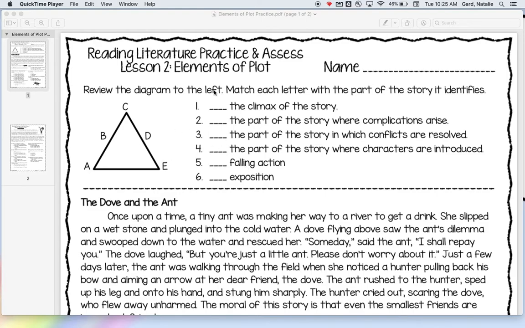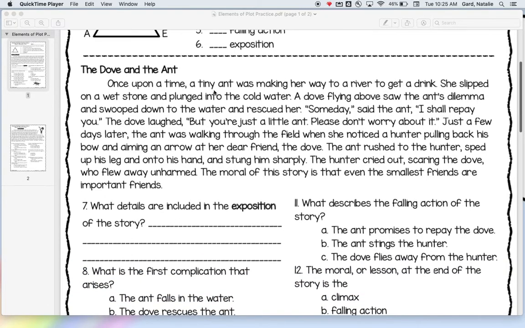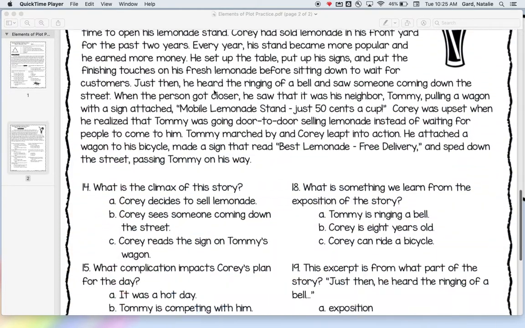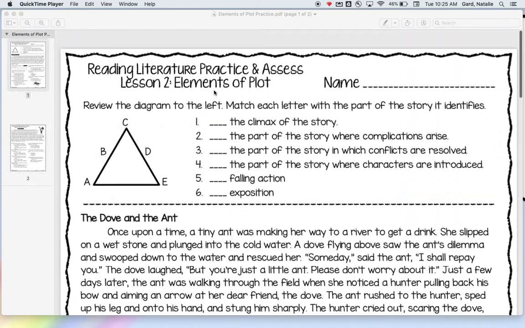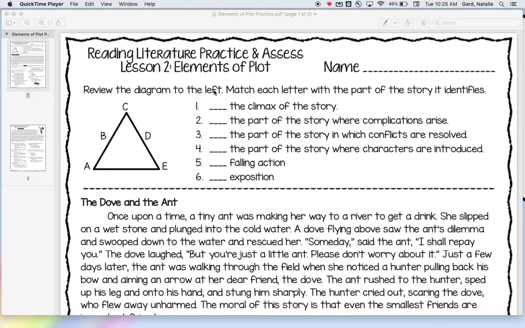So here at the top, we're going to talk about the different pieces, the different elements of plot. Then you had two small stories that you had to read and answer some questions about. So we're going to go over those today, so that way you'll be ready after you get finished with this to take a small quiz over the elements of plot, get a little bit more practice with that, but we are going to go over the answers first.